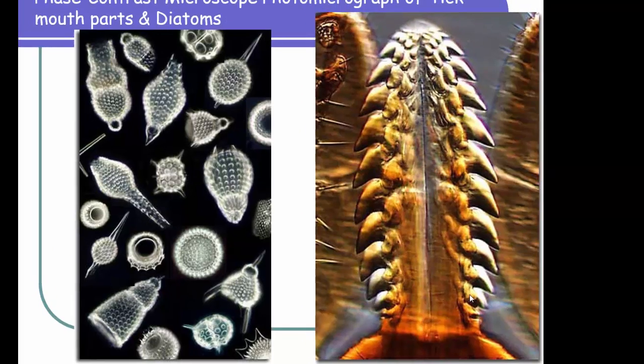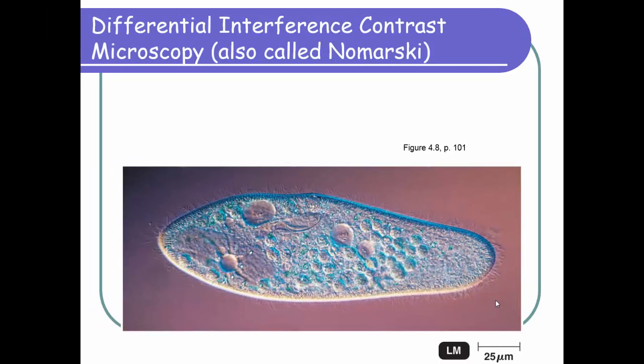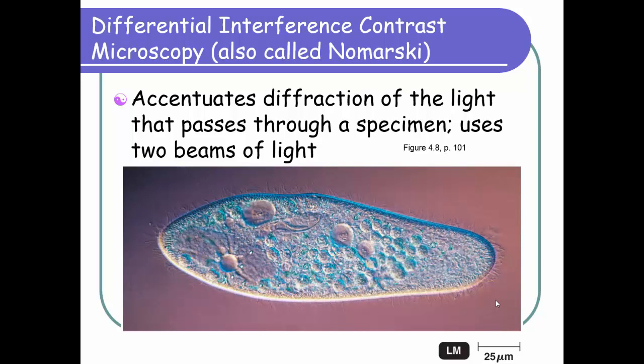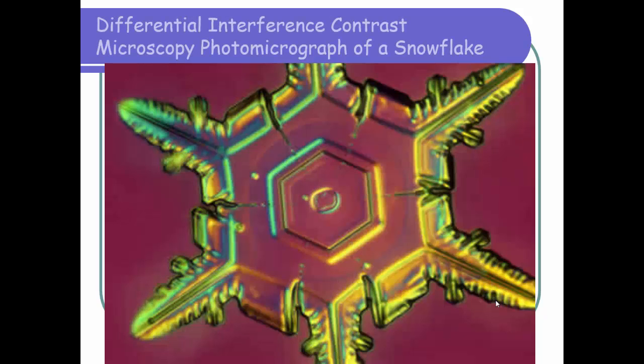Differential interference contrast microscopy accentuates diffraction of the light that passes through the specimen just like phase contrast, but in this case it uses two beams of light. And you'll notice we have a light and a dark side of our paramecium here. But now you can really see internal structures such as some of the food vacuoles present. This is a differential interference phase contrast microscope photograph of a snowflake. Had to take that one quickly. You'll notice that you again have a light side and a dark side.